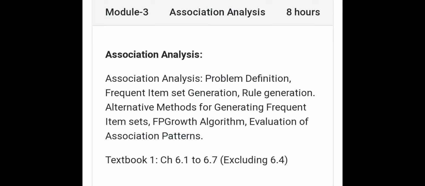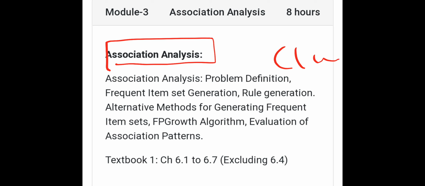Hello everyone, today in this video we'll be discussing the third module of data mining, and in this module we have the main topic, which is association analysis. Okay, association analysis. Then in the fourth module we have classification. Okay, so we'll be discussing that later.